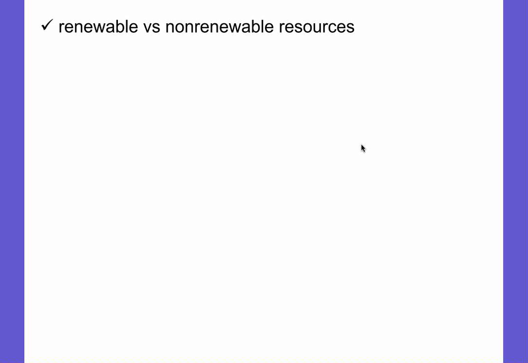Alright, this video is over section 1 of chapter 16. The main topic here is about how human population growth can be affected by resources.